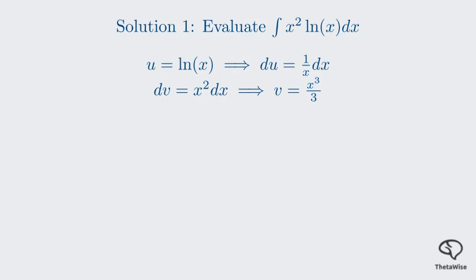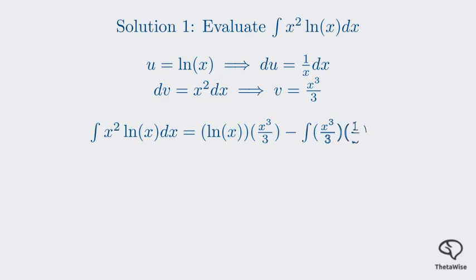Applying the formula, we get u times v minus the integral of v du. This is ln of x times x cubed over 3 minus the integral of x cubed over 3 times 1 over x dx. The new integral simplifies to x squared over 3. The integral is x cubed over 3 times ln of x minus the integral of x squared over 3 dx.